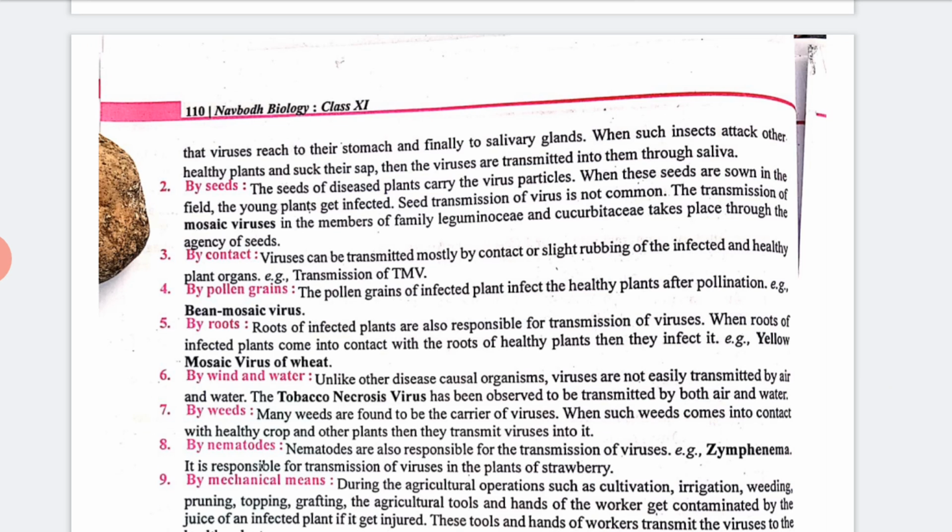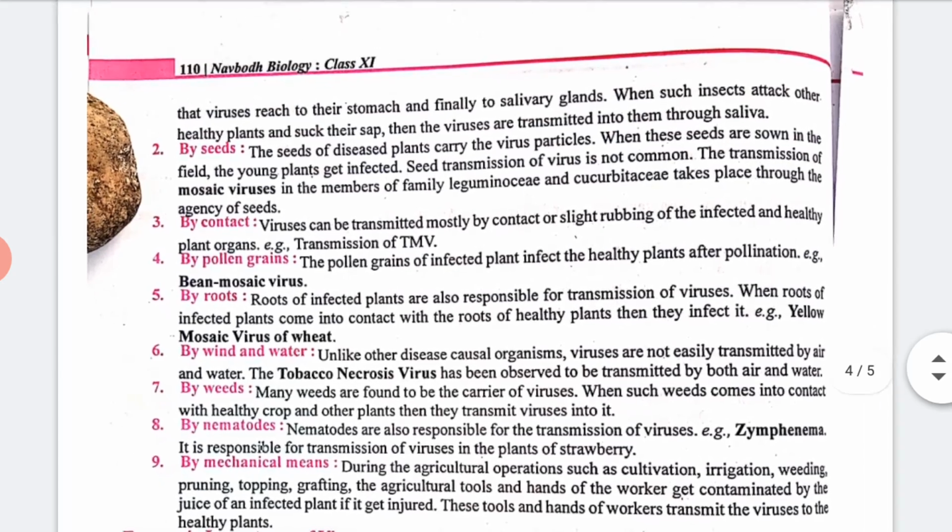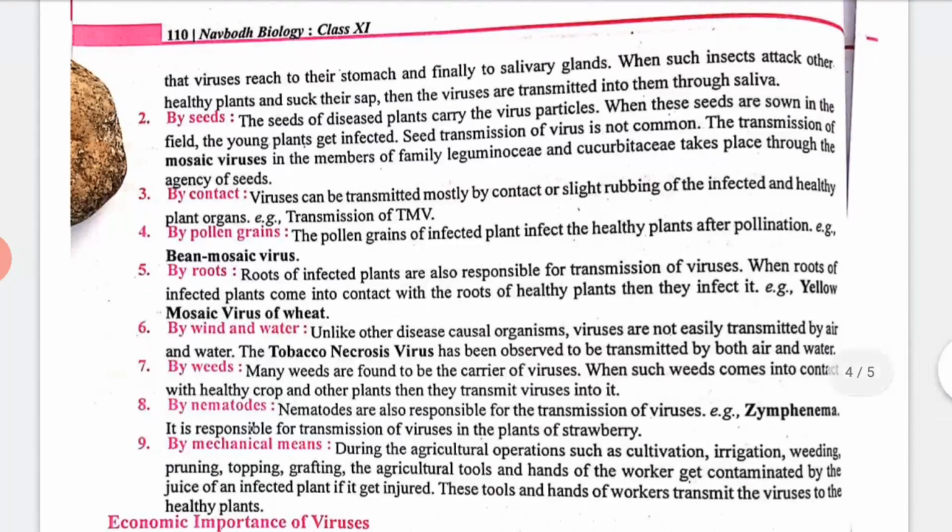Clear? Next, by seed also. The seeds of the diseased plant carry the virus particles, and these seeds are sown in the field. The young plant gets infected. Seed transmission of viruses is not common. Now next, by contact. Viruses can be transmitted mostly by contact or slight rubbing of the infected and healthy plant organs, like the transmission of TMV. Clear?